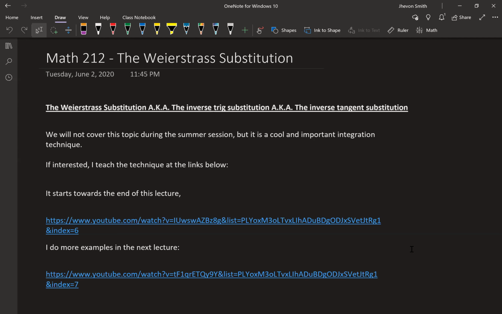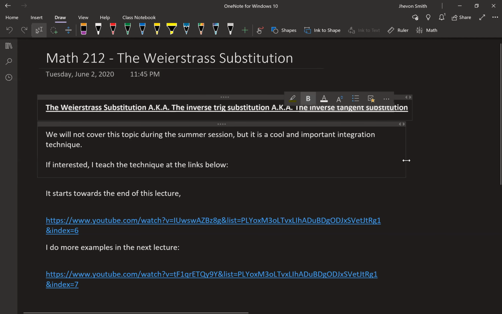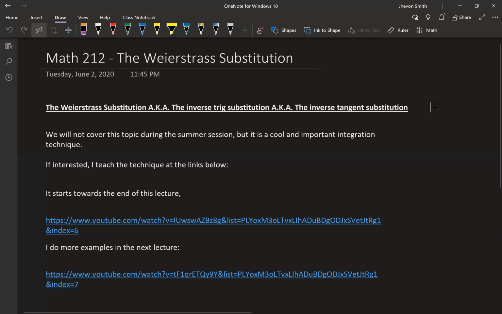You might have trig functions in your integral, but you don't want them there. And so what you do is you substitute an inverse trig function to rewrite it without a trig function. Okay, so that is called a Weierstrass substitution or an inverse trig substitution or an inverse tangent substitution because you actually substitute an inverse tangent. Okay, so I'm not going to cover that with you guys though.